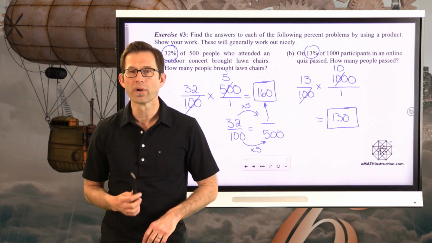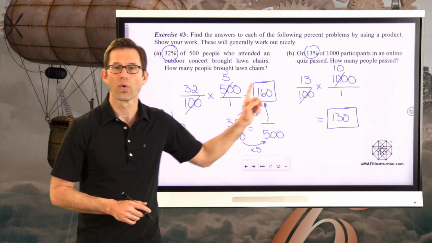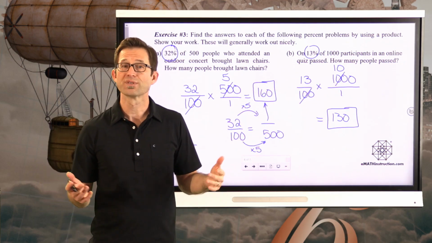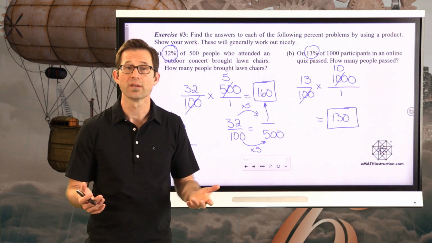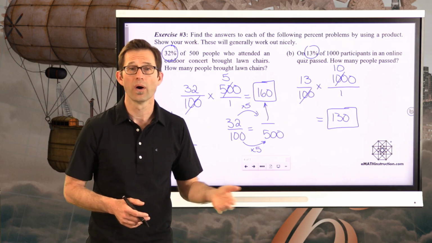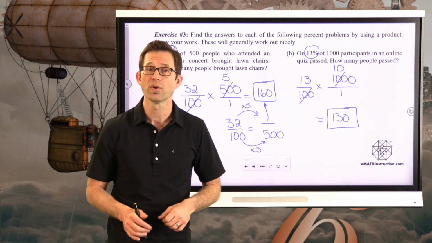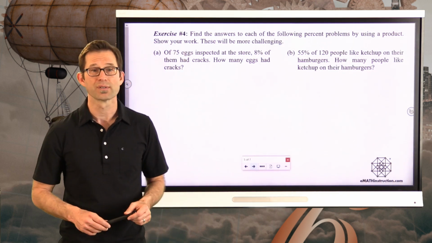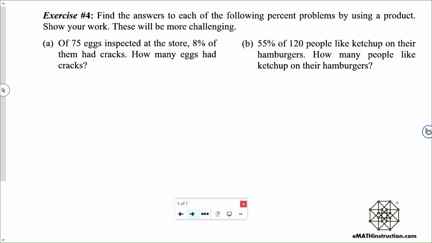Now, these were all pretty easy because I made the totals nicely divisible by 100. But of course, in most situations, the total isn't nicely divisible by 100. It isn't 200, 300, 1,000, or what have you. It can be messier. So let's start taking a look at those situations. Exercise number 4. Find the answers to each of the following percent problems by using a product. Show your work. These will be more challenging.